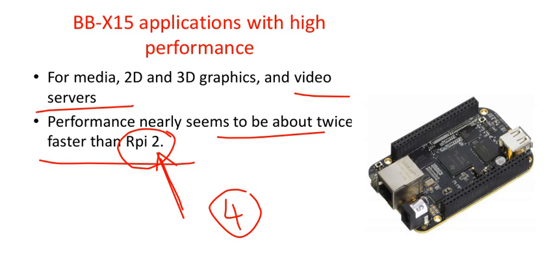So performance nearly seems to be twice as fast as Raspberry Pi 2, but now since we have got the Raspberry Pi 4, maybe we need to have a separate comparison for all those things. Okay, then let us look into some of the features, where some of the things may be repetitive here.